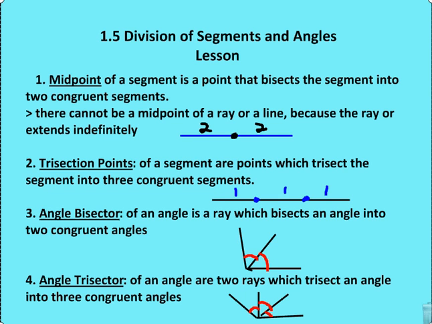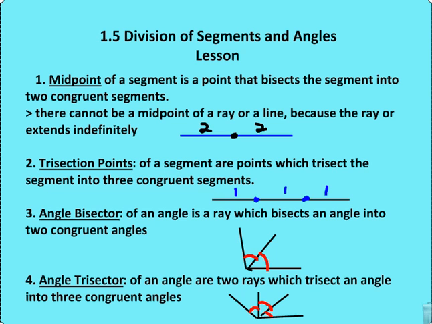So if I have a long segment, let's say it's 4 units long, and I place a midpoint on that segment, that midpoint is going to divide that 4-unit segment into 2 segments of 2 units apiece. Now, one thing that's important to note is that there cannot be a midpoint of a ray or a line, because a ray or a line extends indefinitely. So there is no midpoint to something that is infinite.